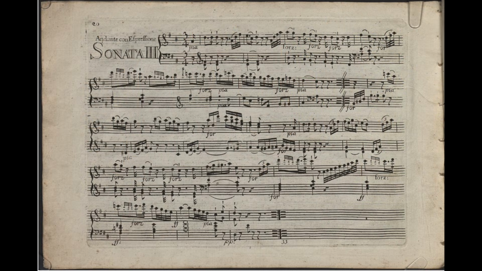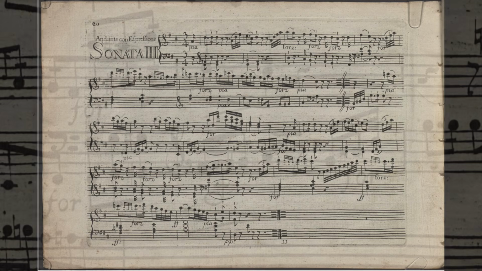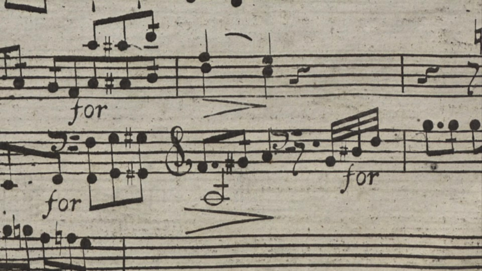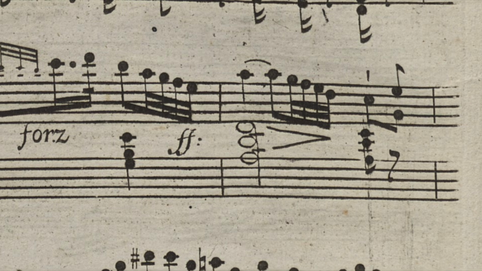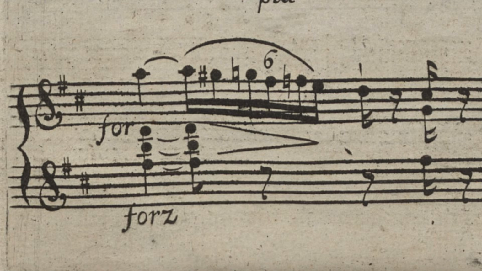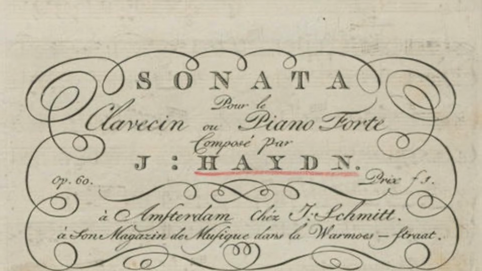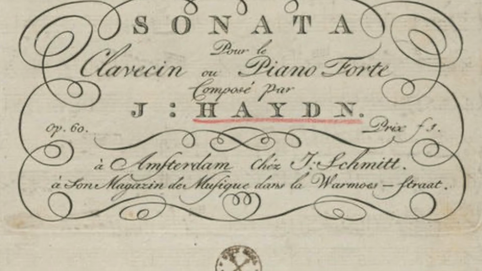The earliest keyboard work I have been able to locate that contains hairpins is the first edition of Franz Joseph Haydn's Sonata in D major, Hoboken 42, published in 1784. We have then to wait until 1789 to find another keyboard work by Haydn in which a hairpin appears, the Sonata in C major, Hoboken 48. Let's examine the three instances found in the first movement of the Sonata in C major, marked Adagio.